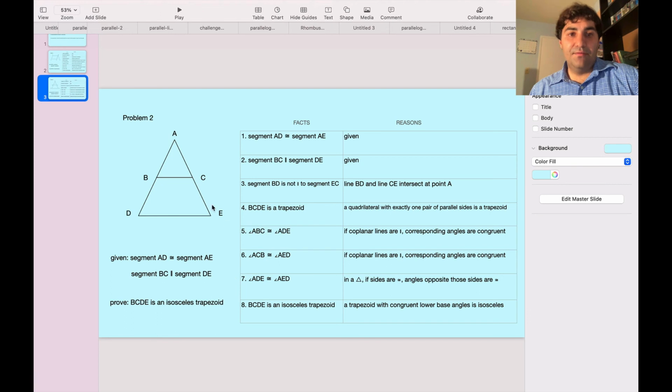If we move back a few steps, we know that segment AD is congruent to segment AE. In a triangle, if sides are congruent, then the angles opposite those sides are congruent too. So angle ADE is congruent to angle AED. Looking at these angles, ADE and AED, these are base angles. It doesn't matter if we started at A or at B, it's still the same angle: BDE and ADE are the same angle. Since these two angles are congruent and they're base angles for this trapezoid BCDE, BCDE is an isosceles trapezoid.